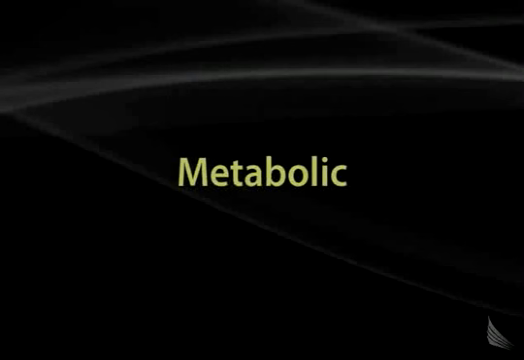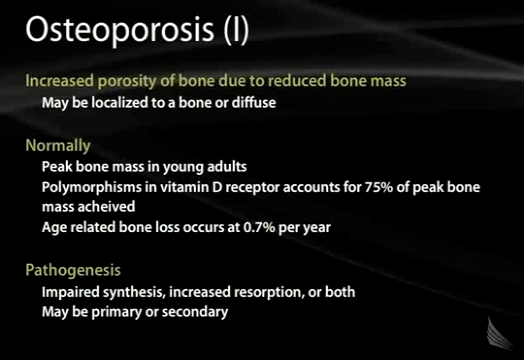Given the skeleton's role in the development and maintenance of mineral homeostasis, it's not surprising that there are various metabolic disorders that can lead to bony abnormalities. Osteoporosis simply refers to increased porosity of bone due to reduced bone mass. It can be localized just to a single bone, or it can be diffuse and affect numerous bones throughout the body. Now, to remember a little bit about the development of bone mass: it peaks in young adults.